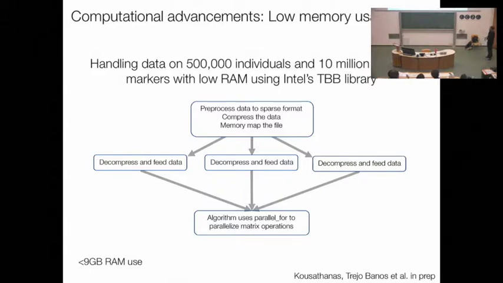We can actually pre-process the data to a sparse format, and I'll discuss that in a minute, using the properties of genetic data. We can then compress the data, we can memory map the file, and then we can have a series of nodes that are decompressing and feeding the data to the algorithm as it needs it. So what this means is we can simply avoid the step of taking the data, loading it into RAM, and then having it there. So you could run an analysis, it would take a very long time, on your iPhone, on 500,000 people. Okay? So we can use the memory quite well.